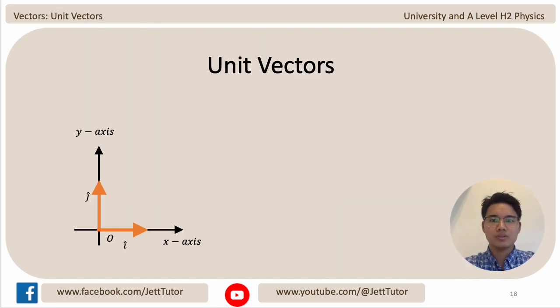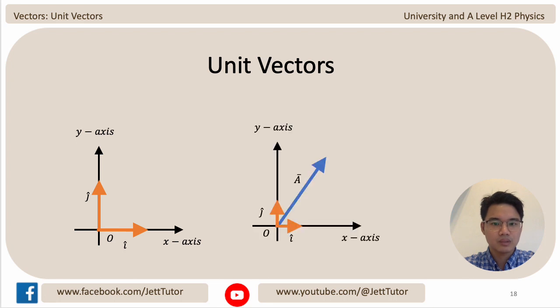Unit vectors always have a magnitude of 1. For example, i hat is in the x plus direction with size 1. j hat is in the y plus direction with size 1. What is a unit vector good for? Let's say we have a vector A. We would like to write the vector A in components ax and ay.